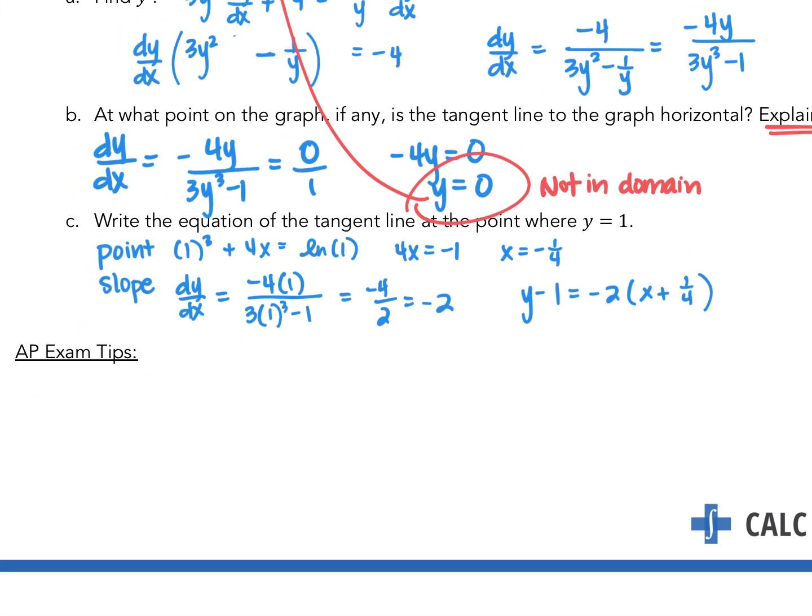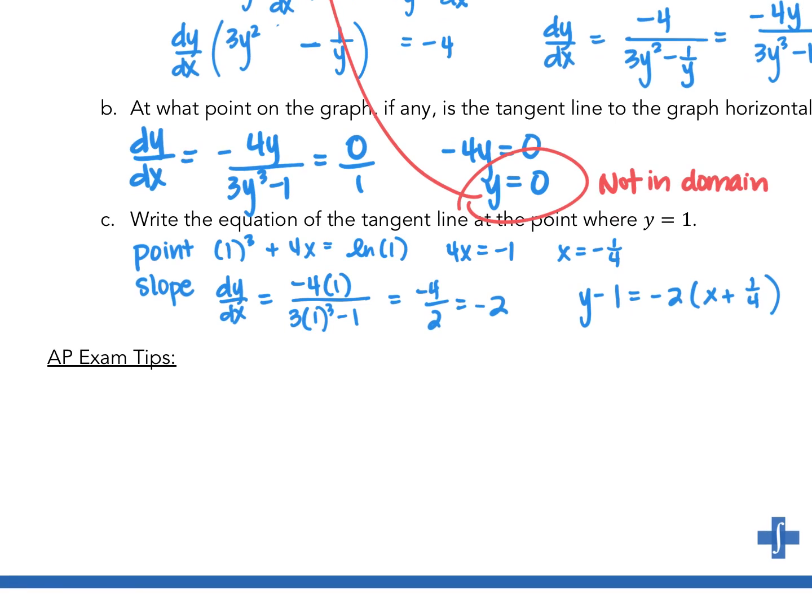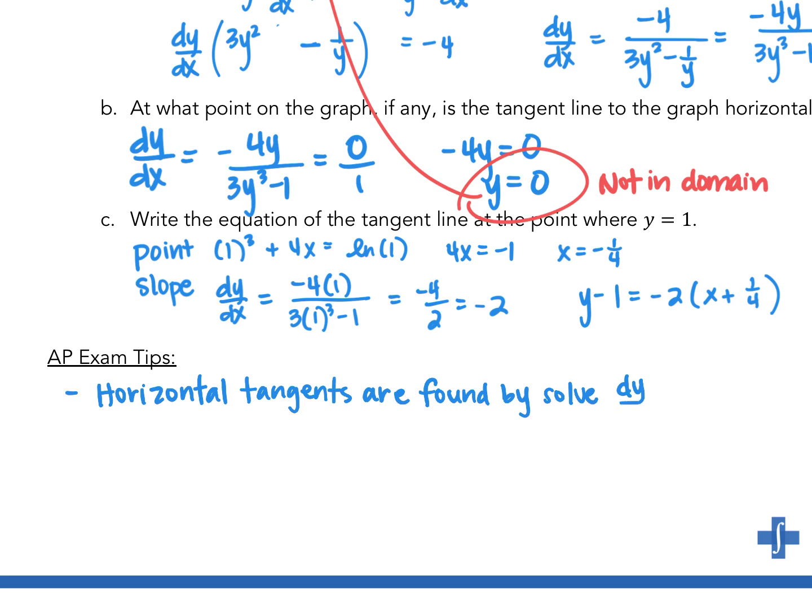All right, so exam tips. What can we learn from today? One is that we can find horizontal tangents when we set the derivative equal to 0. So we want to solve dy/dx equal to 0 over 1.